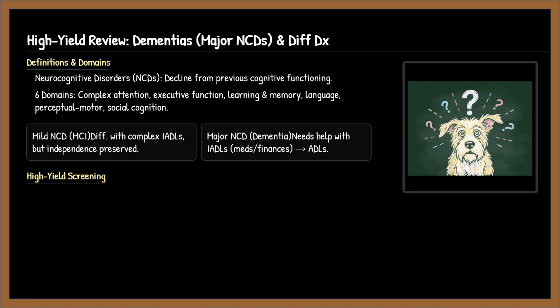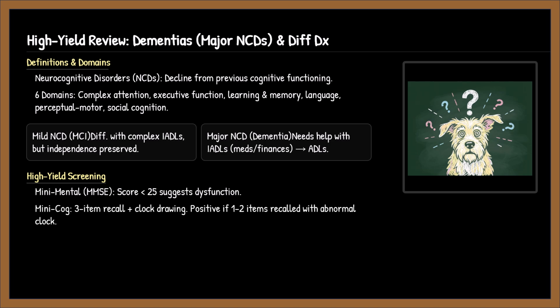There's two high-yield screeners. One is the Mini Mental Status Exam. A score less than 25 suggests dysfunction. And then there's the Mini-Cog, which is a 3-item recall plus a clock drawing. And it's positive if 1 to 2 items recalled with abnormal clock.